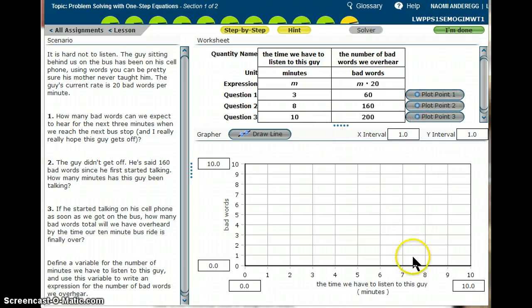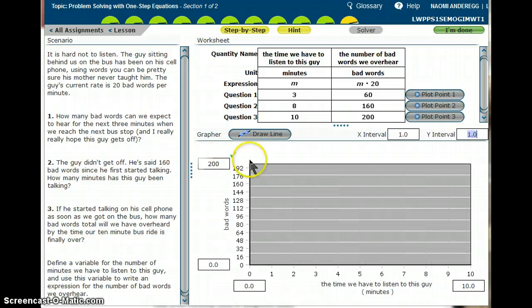Now from here I want to plot my points, but before I plot my points, I need to make sure all those points will be on the graph. So I set my x interval. I know my x goes up to 10, and here I've got x going up to 10, so I'm okay with the x interval. The y interval, on the other hand, needs to go up to 200. So this number here needs to be 200.